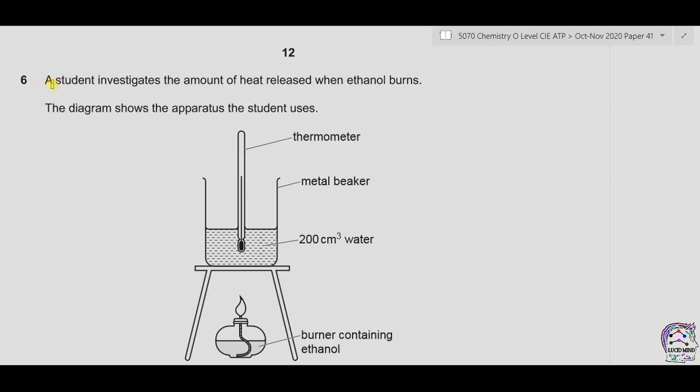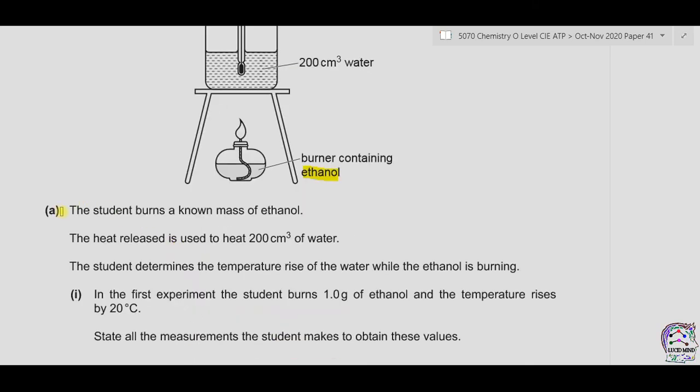Question 6. A student investigates the amount of heat released when ethanol burns. The diagram shows the apparatus the student uses. This is the apparatus. We have a thermometer, a metal beaker, 200 cm³ of water, and this is the ethanol that is burnt. A. The student burns a known mass of ethanol. The heat released is used to heat 200 cm³ of water. The student determines the temperature rise of the water while ethanol is burning.